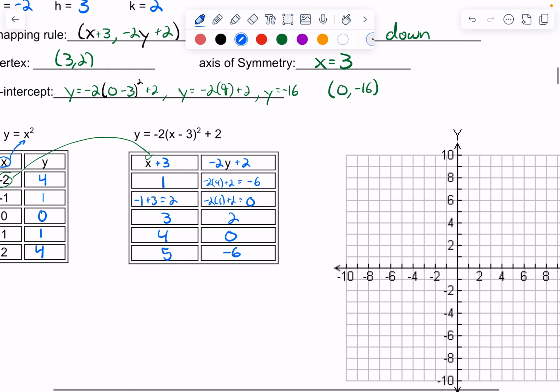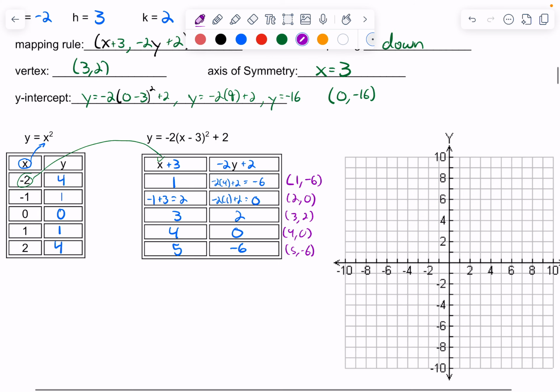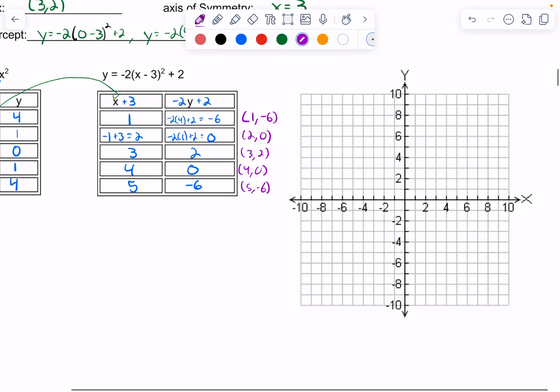Perfect. And again, what did you just find? You found your transformed ordered pairs. So (1, -6), (2, 0), (3, 2), (4, 0), and (5, -6). So let's graph those purple points right there. So we're going to graph 1 and -6. So 1 and -6 is right down here. We have 2 and 0. So 2, 0. 3 and 2. 4 and 0. And 5 and -6. Right there. So connect your dots now.